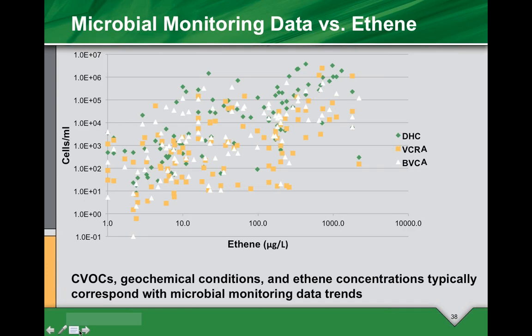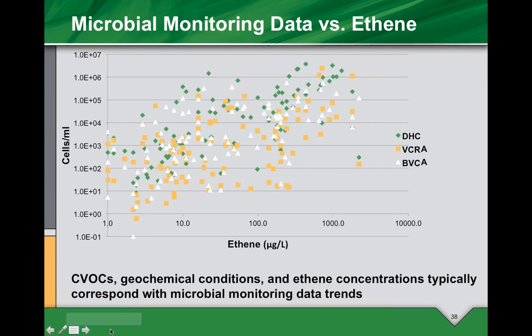This is a plot of the bulk microbial monitoring data for all of the samples in the bedrock treatment area, including the Dehalococcoides concentrations in green, the vcrA gene, which is a vinyl chloride reductase, in yellow, and in white we have the bvcA vinyl chloride reductase.